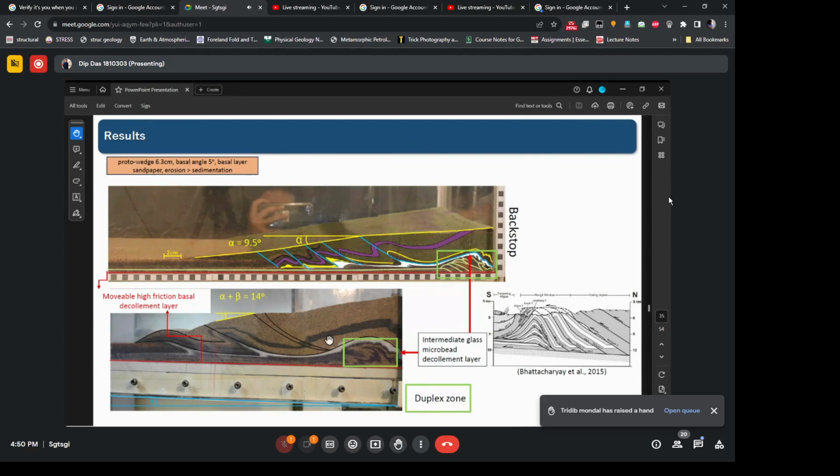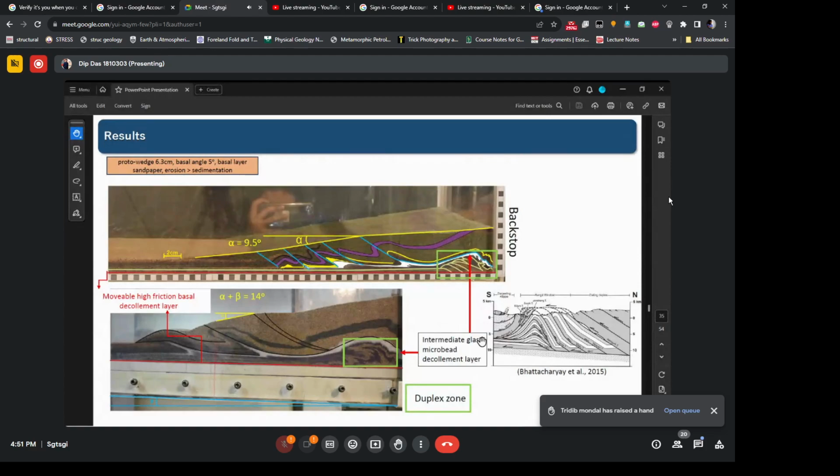You have not understood the question. What Professor Chattopadhyay is asking is, can you actually make this antiformal stack or duplex without the presence of the proto-wedge? If you don't have the proto-wedge, can you make that? Yes, that is my question. I mean, is the proto-wedge essential for the development of a duplex? The answer is no, you need to have the proto-wedge. Yes.